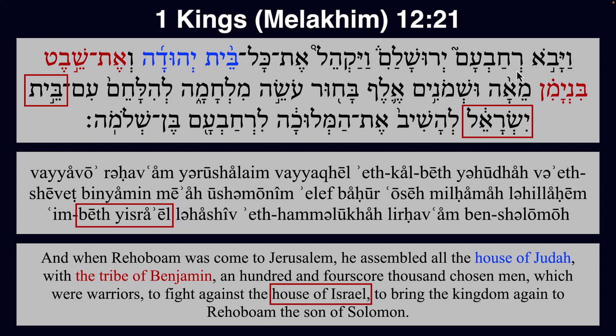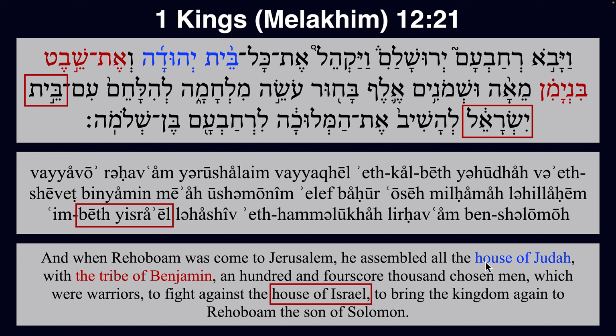We read, Yahweh, Rehoboam, Yerushalayim. So he came to Jerusalem. Vayakhel et kol Beit Yehuda ve et Shevet Binyamin. So he gathered up all the house of Judah, that is Beit Yehuda, and Shevet Binyamin, the tribe of Benjamin. So many people. And then he went against Beit Yisrael, to fight against the house of Israel.